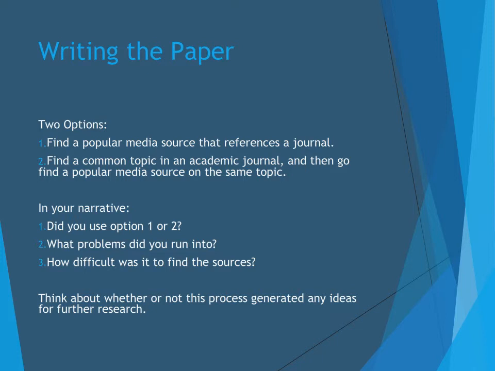Once you have done either one of these tasks, you are essentially going to compare an academic article and its popular press equivalent. In the exploratory essay, narrate the steps you took to find these articles. Did you use option 1 or option 2? What problems did you run into? How difficult was it to find academic and popular sources on the same topic?